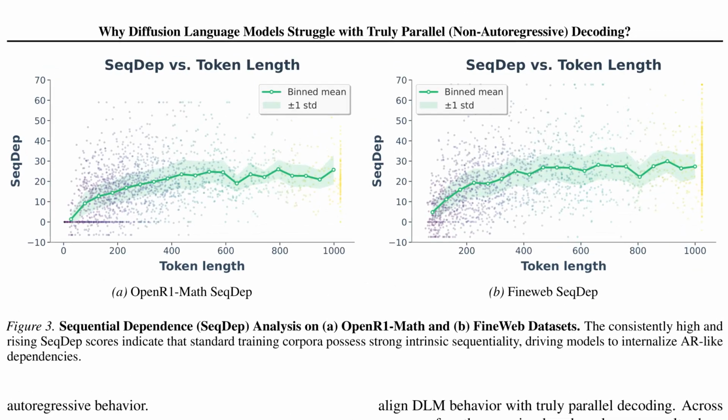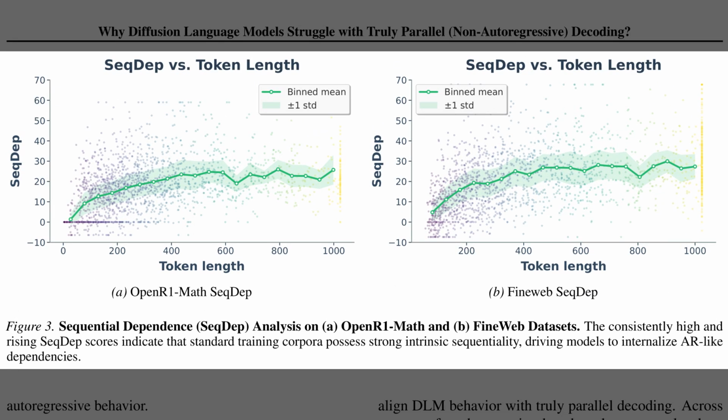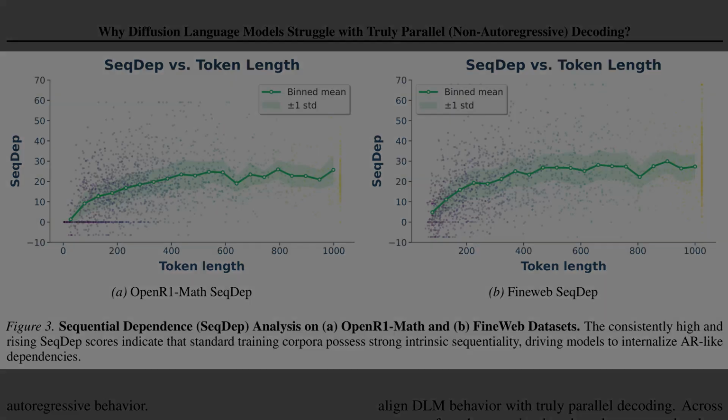Alright, since the previous figure showed that performance collapses without order, Figure 3 investigates the source of this dependency. It plots sequential dependence, or seq-dep, against sequence length for 2 standard datasets, Open R1 Math on the left and FineWeb on the right. In both cases, the green trend line rises steeply and stays high as the text gets longer. This indicates that standard training data is intrinsically sequential, which conditions the models to treat reasoning as a linear chain rather than a parallel process.